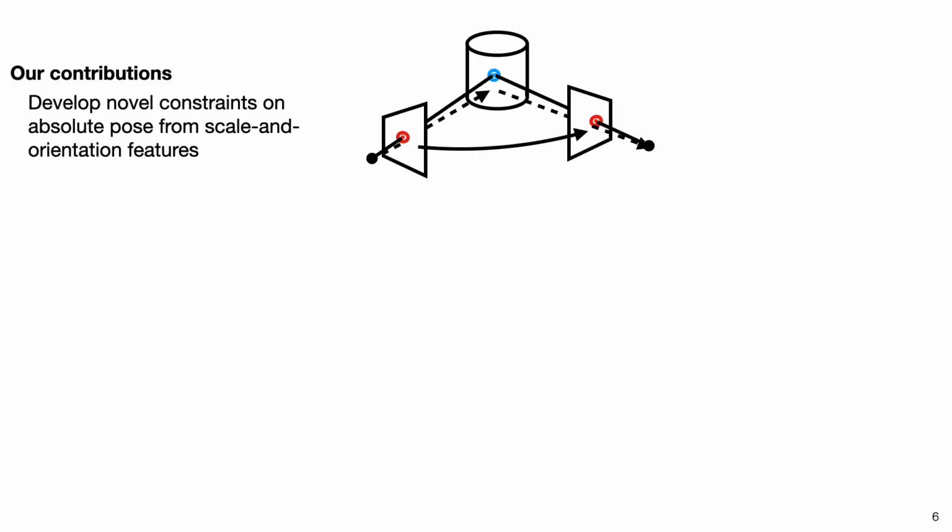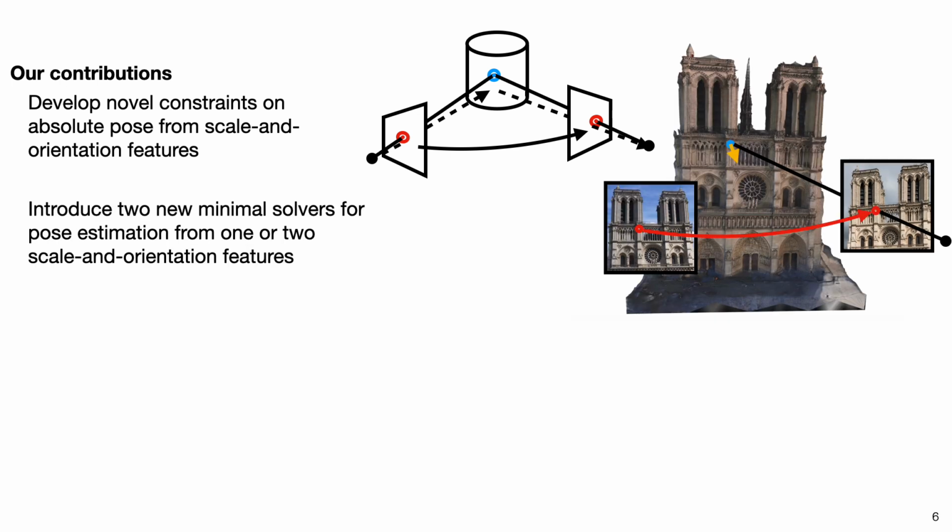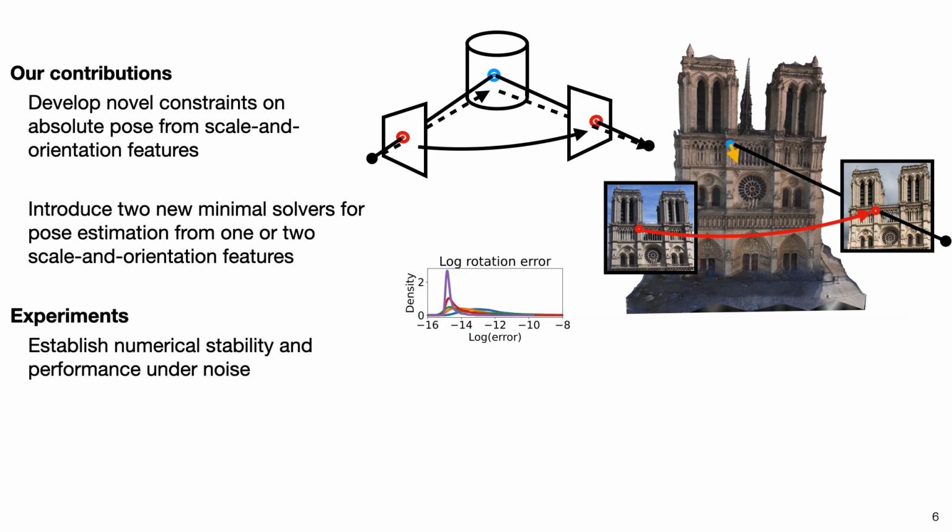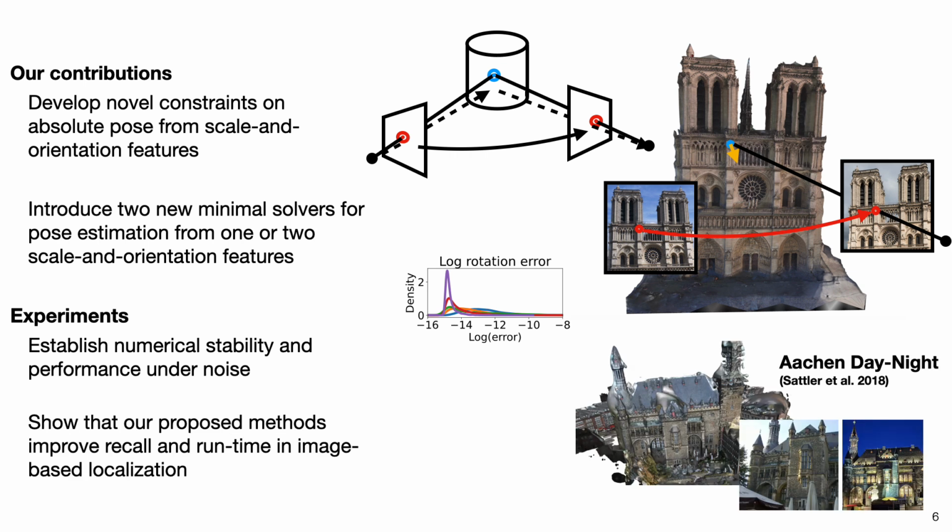In our work, we derive novel constraints on absolute pose from scale and orientation features based on analysis of the underlying local affine transformation. Based on these constraints, we developed two new minimal solvers for absolute pose from one or two feature correspondences. In synthetic data tests, we established the numerical stability of our solvers and their performance under various types of noise. In our real data tests, we demonstrate an improvement in recall and runtime when integrating our solvers into an image-based localization framework.